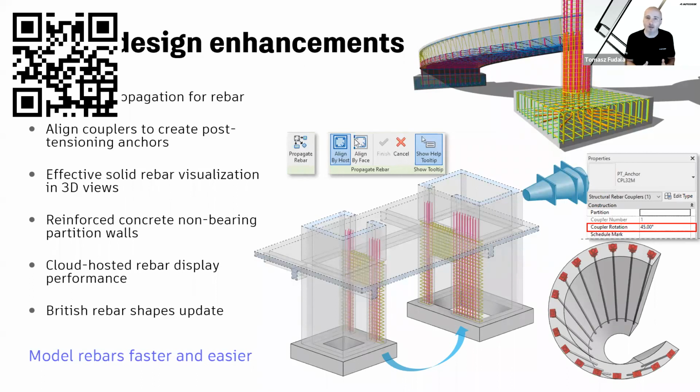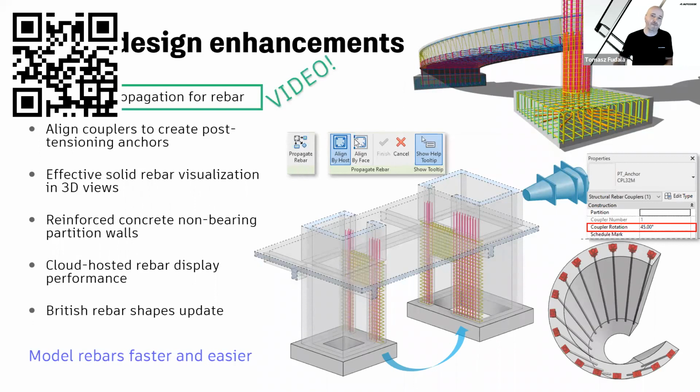Also now, you simply set the 3D view's detail level to fine and rebars will be displayed with solid representation. You can now change the structural usage value to non-bearing to create structural walls that define and divide spaces and support non-vertical load, except their own weight. Moreover, the performance of rebar display in the cloud viewer has been improved. And last but not least, the rebar shape library for UK was updated based on the latest British standard.